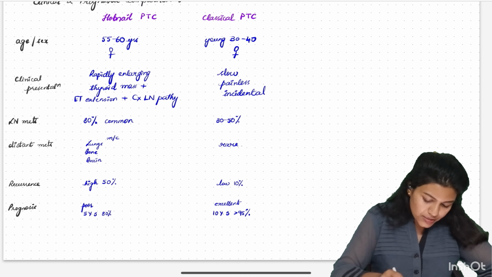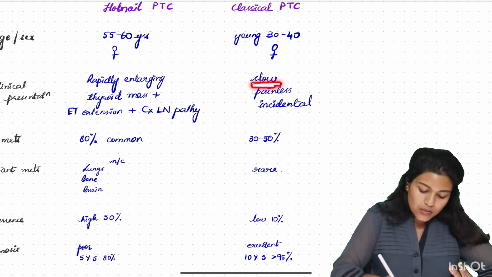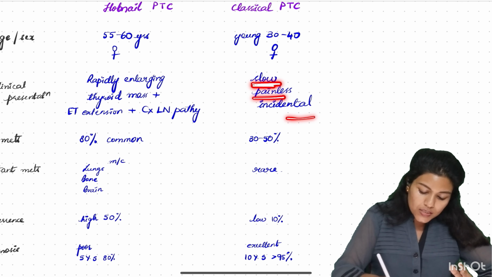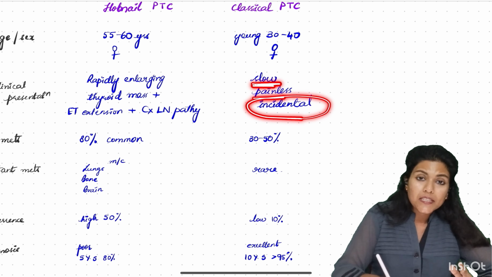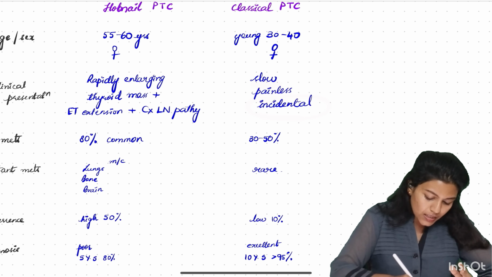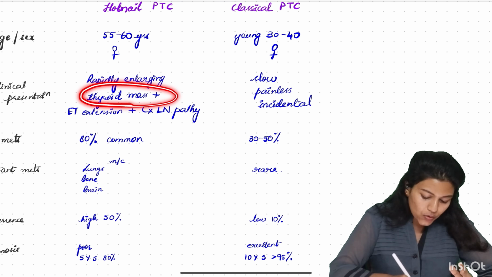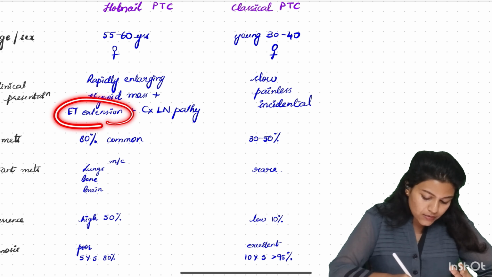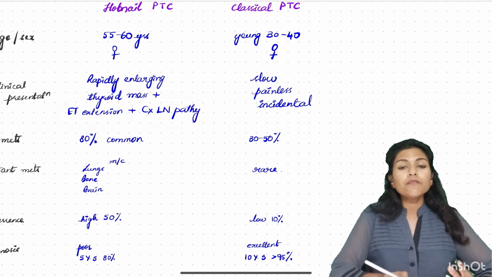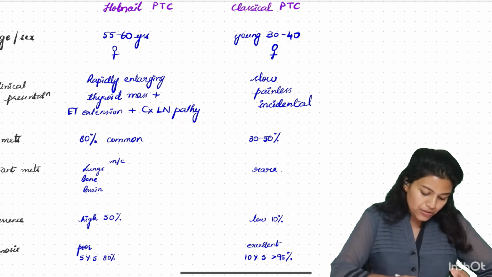As for clinical presentation, classical ones are slow growing and painless, so they are only an incidental finding. Whereas hobnail PTC is aggressive, with a rapidly enlarging course. The patient presents with a thyroidal mass. Sometimes extrathyroidal extension involving the cervical lymph nodes will result in cervical lymph node enlargement. So cervical lymphadenopathy is also a common presentation in these patients.